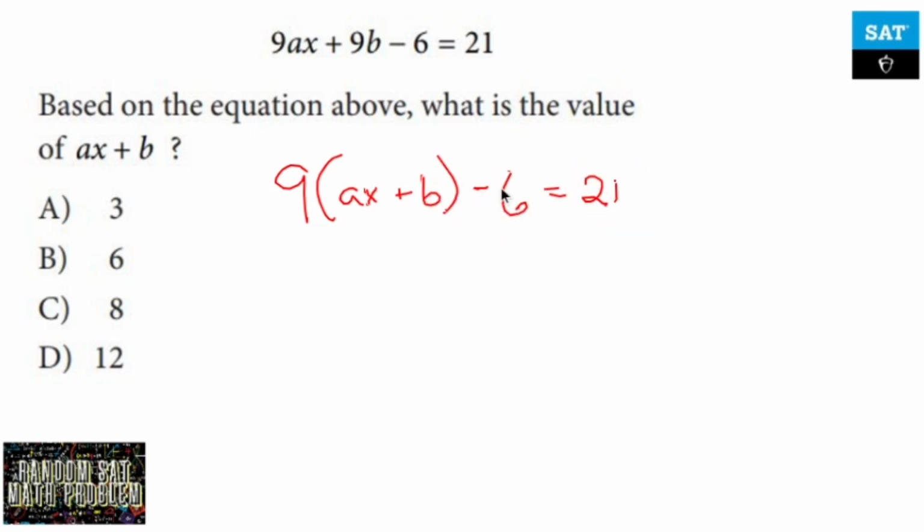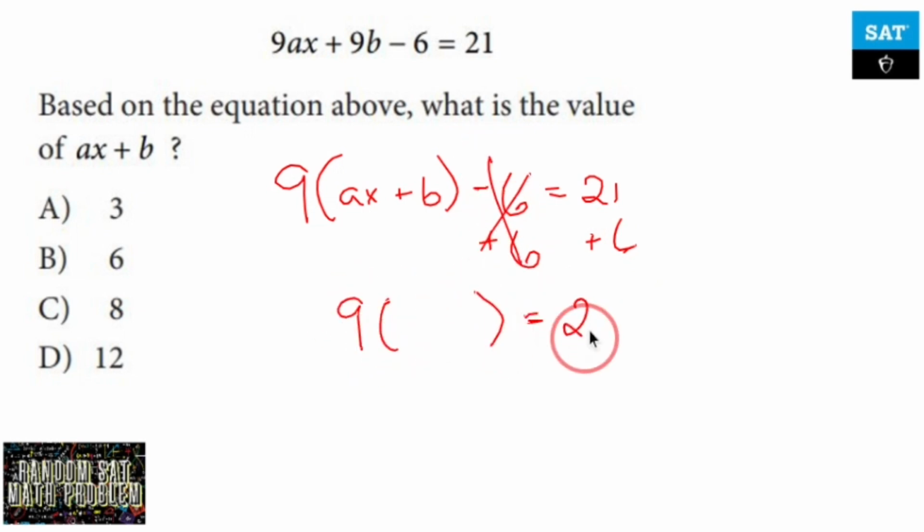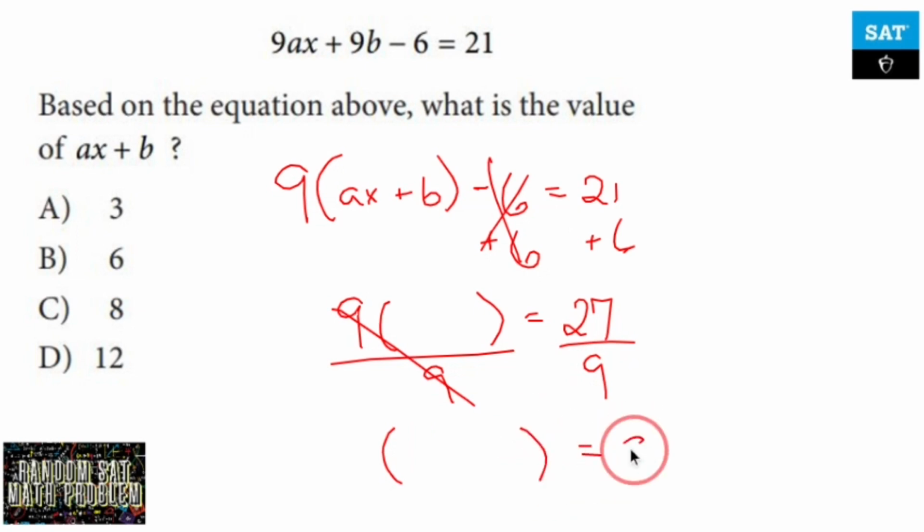So now I'm going to pretend that the parentheses is just like, I don't know, A, and I could just treat everything around it as if it's a regular two-step equation. I can add 6. When I add 6, that gives me 9 times the parentheses equals 27. Divide both sides by 9, and the parentheses equals 3.